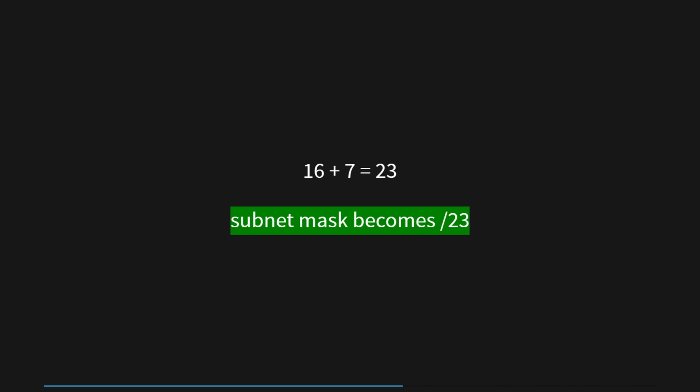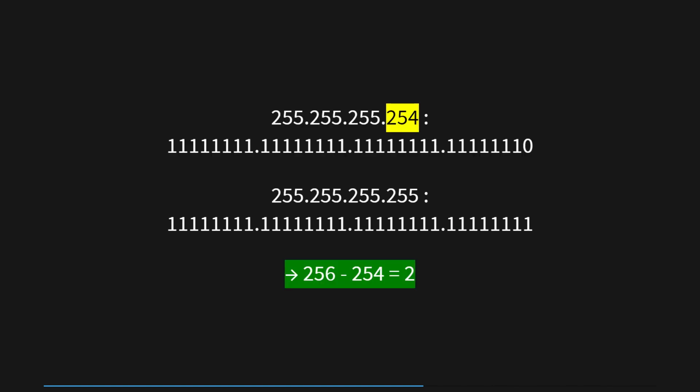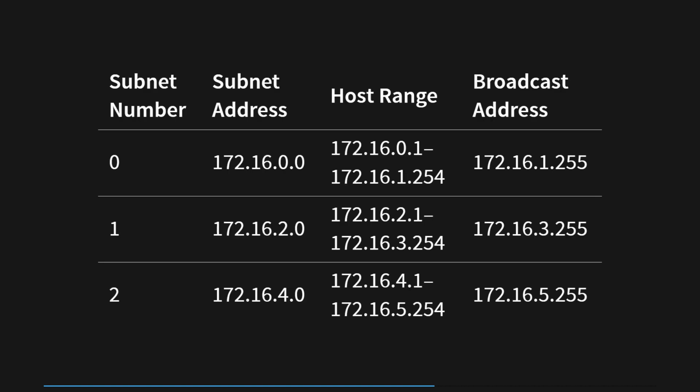Step 2. The original subnet mask is /16, 255.255.0.0. By turning on the next 7 bits starting from the second octet, the new subnet mask becomes /23, 255.255.254.0. Step 3. The subnet multiplier is 2, which can be determined by subtracting the last non-zero octet of the subnet mask from 256. 256 minus 254 is equal to 2. For step 4, this table lists the first 3 subnets, host ranges, and broadcast addresses.